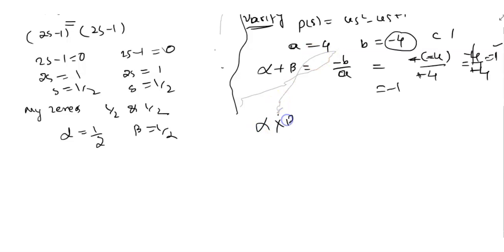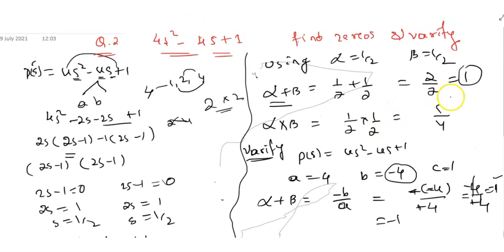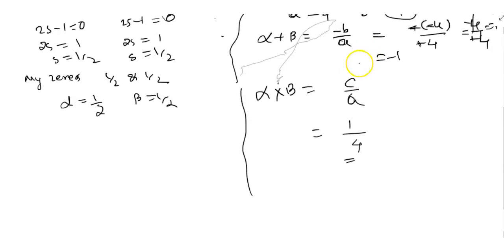Alpha into beta. The formula we know is c upon a. Alpha into beta is c upon a. The value of c is, how much is it? 1. Okay, 1. What is the value of a? That is 4. So here also we got 1 by 4 only. Hence verified. I hope you understood this.